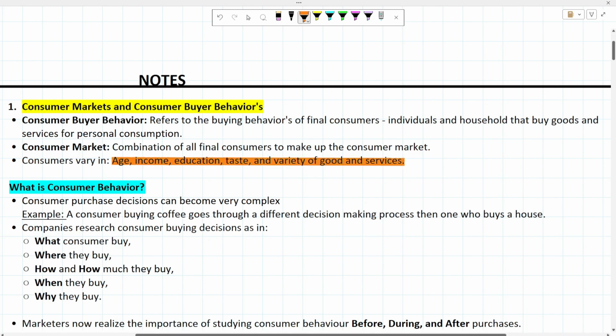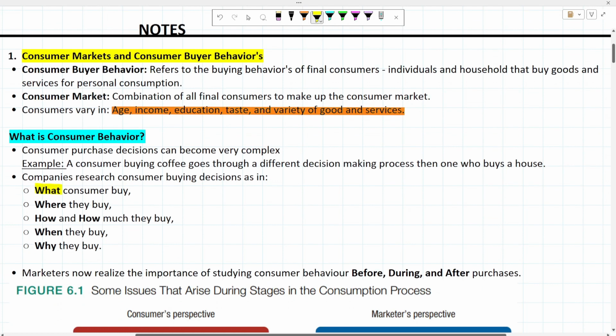So what is consumer behavior? Consumer purchase decisions can become very complex. An example of this is a consumer buying a coffee goes through a different decision-making process than one who buys a house. Companies research consumer buying decisions as in what consumers buy. So let me highlight that. What the consumers buy, where they buy, how and how much, when do they buy, and why do they buy.